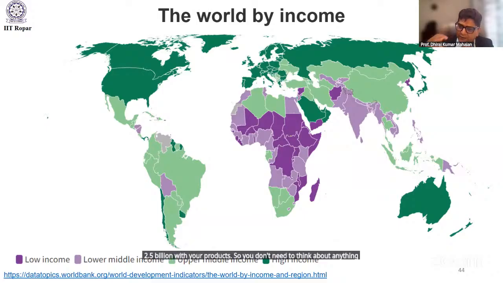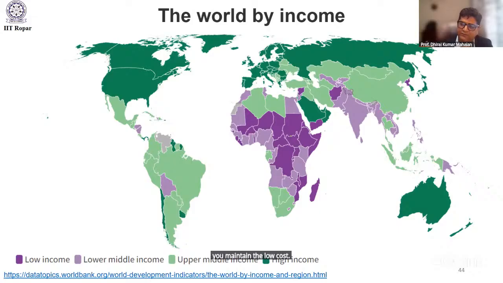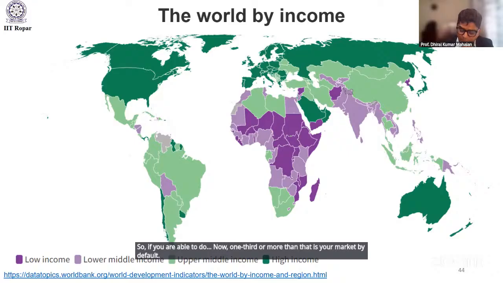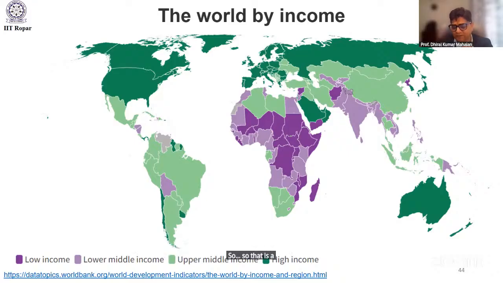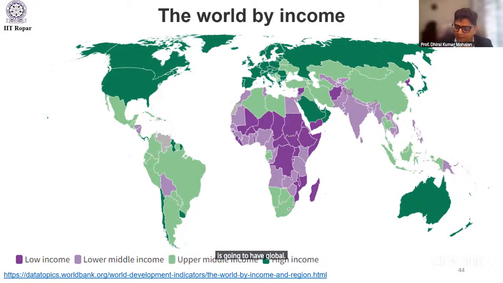You maintain quality, you maintain the low cost production strategy, which India can easily do. If you are able to do that, one third or more of the world is your market by default. So that is a great motivation when you start thinking that whatever you will be doing is going to have global reach. That gives you an amazing push.